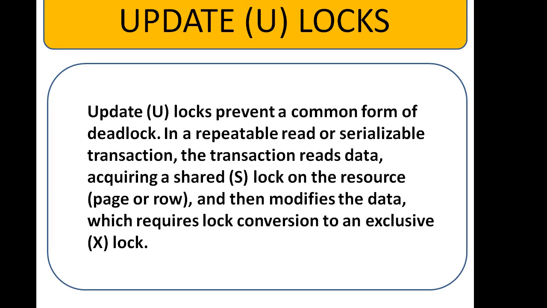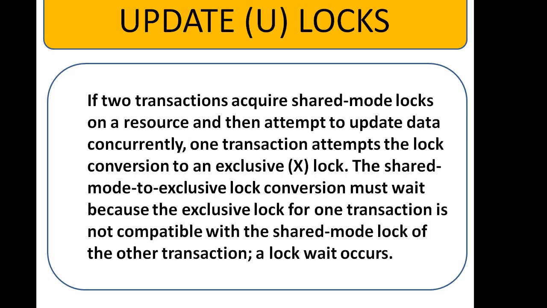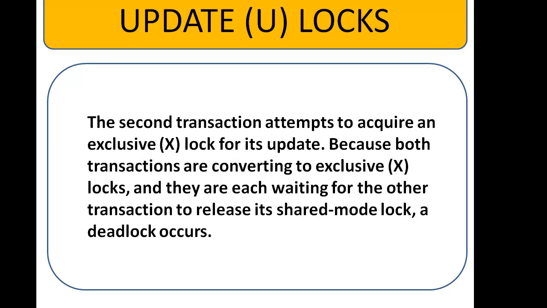In a repeatable read or serializable transaction, the transaction reads data, acquiring a shared lock on the resource, and then modifies the data, which requires lock conversion to an exclusive lock. So assume two transactions acquire shared mode locks on a resource and then attempt to update data concurrently. One transaction attempts a lock conversion to an exclusive lock. The shared mode to exclusive lock conversion must wait because the exclusive lock for one transaction is not compatible with the shared mode lock of the other transaction. Lock wait occurs.